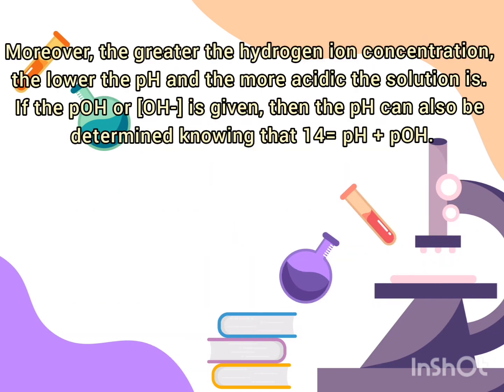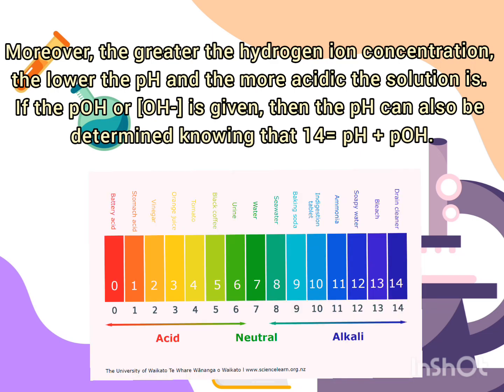Moreover, the greater the hydrogen ion concentration, the lower the pH and the more acidic the solution is. If the pOH or hydroxide concentration is given, then the pH can also be determined, knowing that 14 is equal to pH plus pOH. Here is the picture of the pH scale.